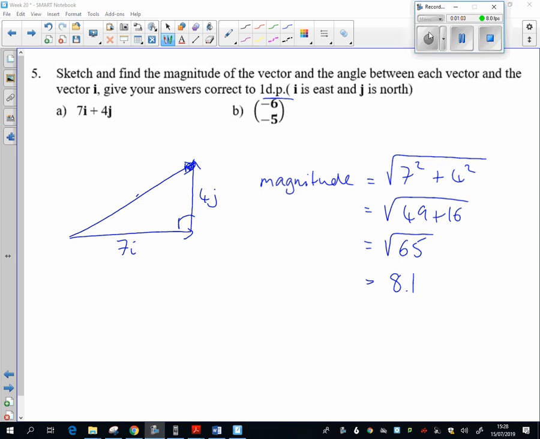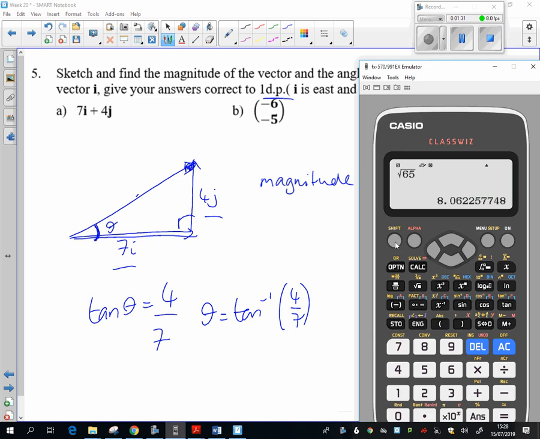It also wants the angle between the vector and vector i. So that's vector i, so they want this angle there. So I can just use trigonometry for that. So I've got the opposite and the adjacent sides. So tan theta is opposite over adjacent. So theta is inverse tan of that. So shift tan 4 over 7. And again, 1 decimal place. So that's going to be 29.7 degrees.